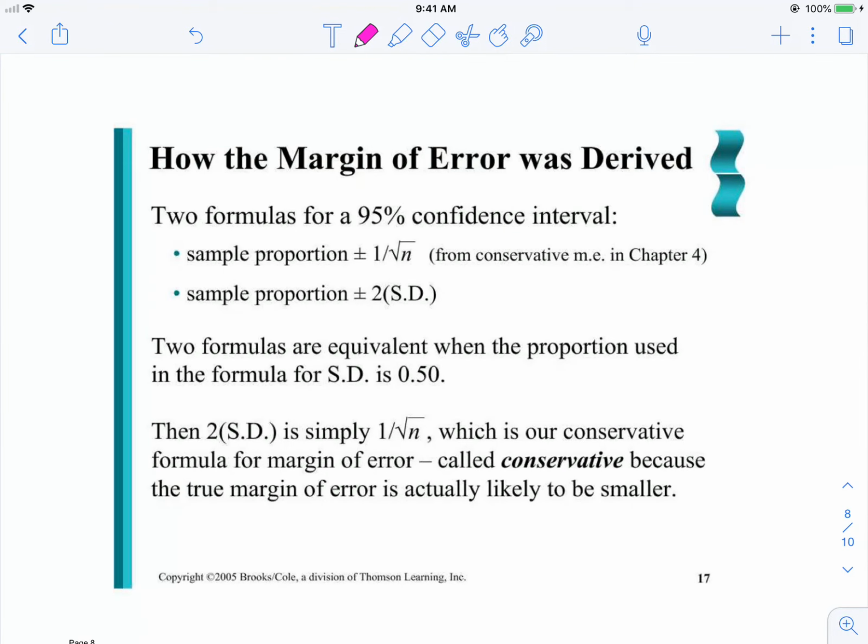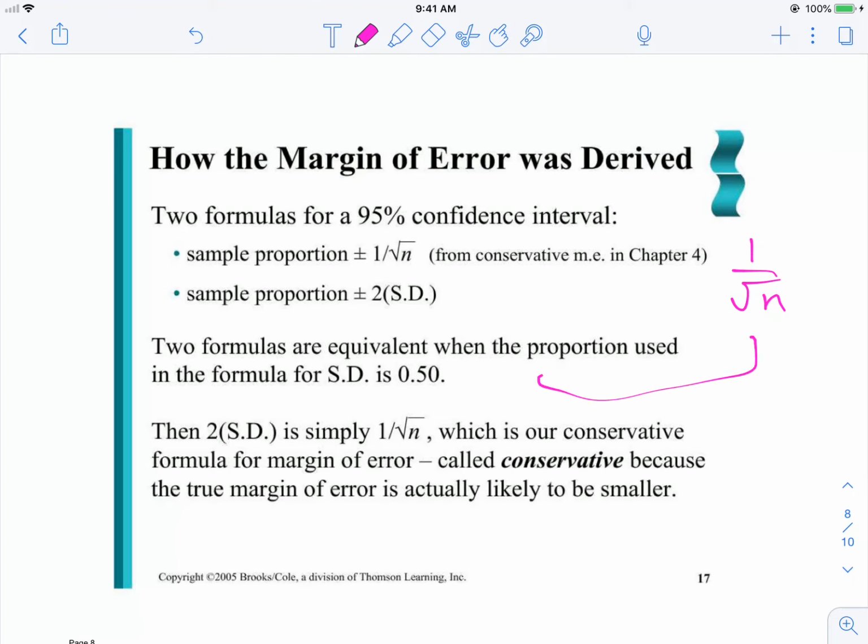We've talked about margin of error, and remember the equation for margin of error was 1 over the square root of the sample size. It's a quick and conservative way to calculate something, but you could look at this derivation based off of the equation for a 95% confidence interval.